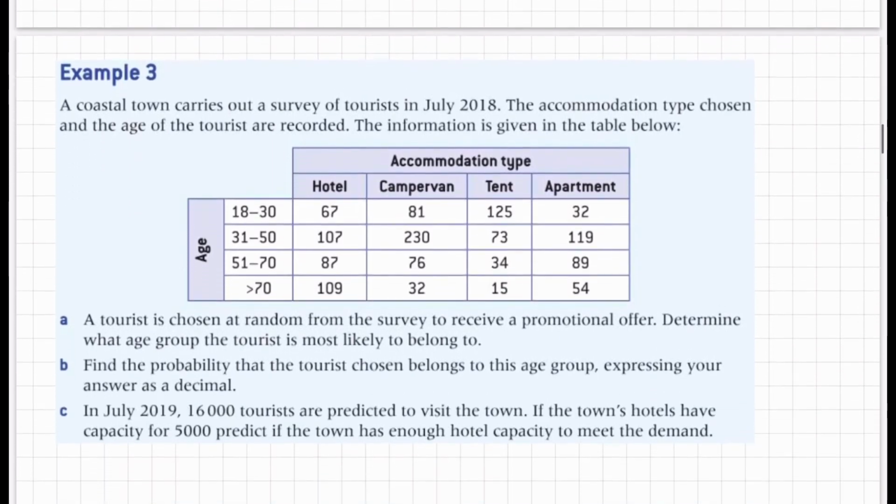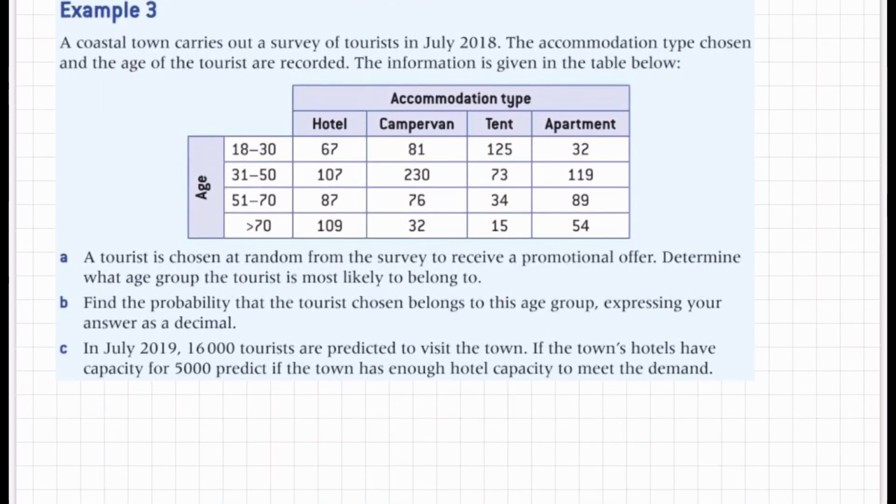Example 3, a coastal town carries out a survey of tourists in July 2018. The accommodation type chosen and the age of the tourist are recorded. The information is given in the table below. A tourist is chosen at random from the survey to receive a promotional offer. Determine what age group the tourist is most likely to belong to.